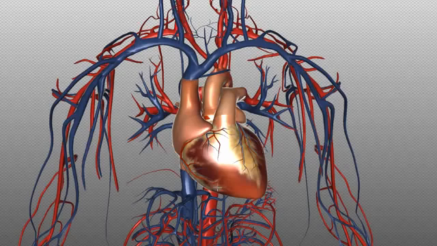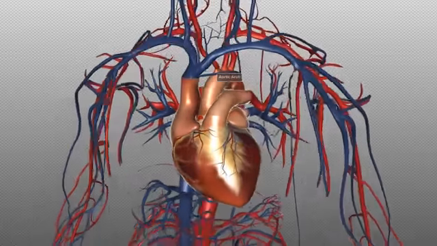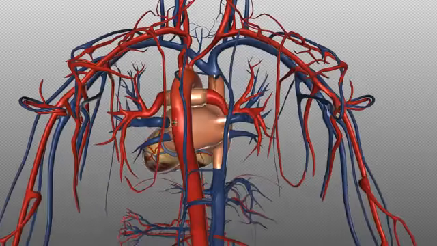So the great vessels are those vessels which take blood directly to the heart and take blood directly from the heart. So you've got four great vessels. You've got the vena cava, you've got the pulmonary trunk, the aorta, and you've got the pulmonary veins.